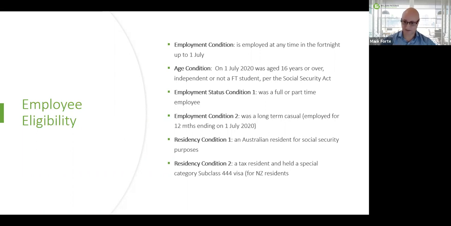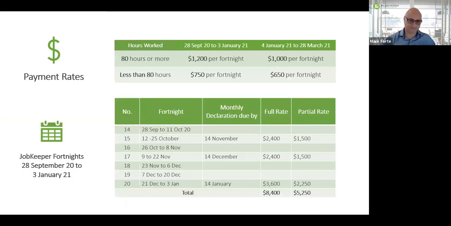What that means is that you must be a long-term casual for at least 12 months as of the 1st of July 2020. So if a long-term casual started in your business on the 1st of August 2019, they will not meet that definition. They must be working for you from at least the 1st of July 2019. And just to expand on that point, a long-term casual is someone who has regular and systematic employment with you. And obviously there's a residency condition as well, where you must be an Australian tax resident. So that's all fairly quick. It's just really a very brief overview.